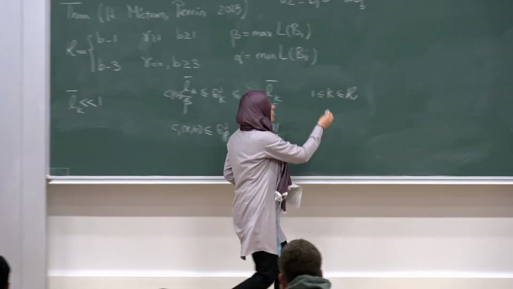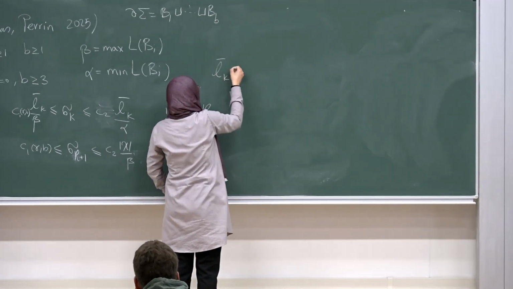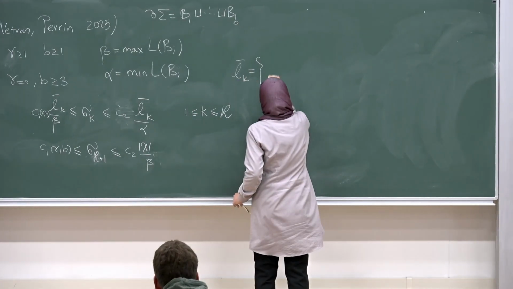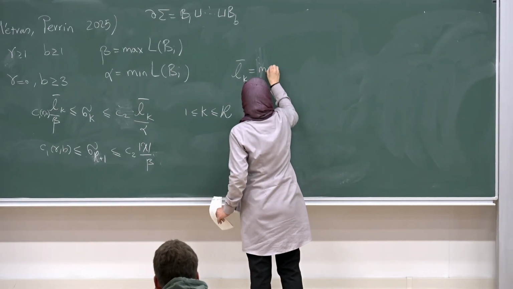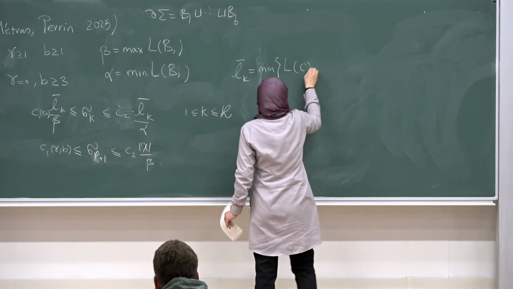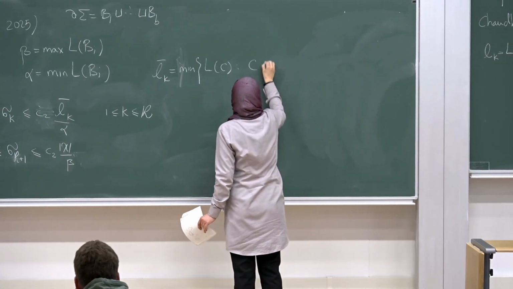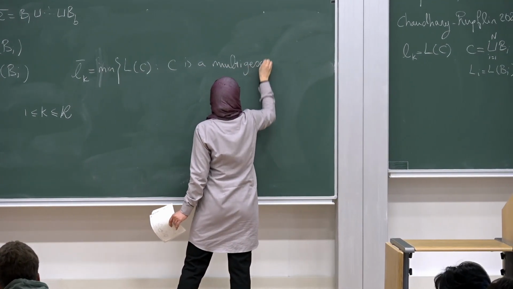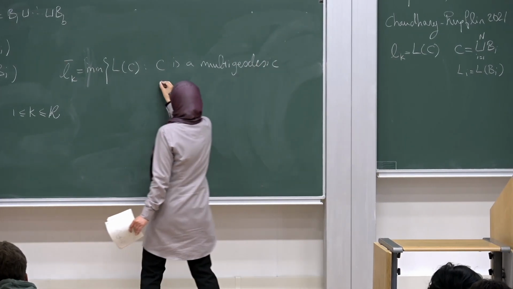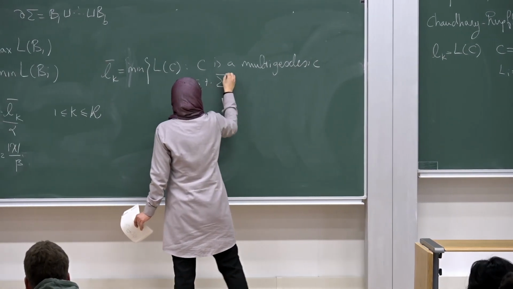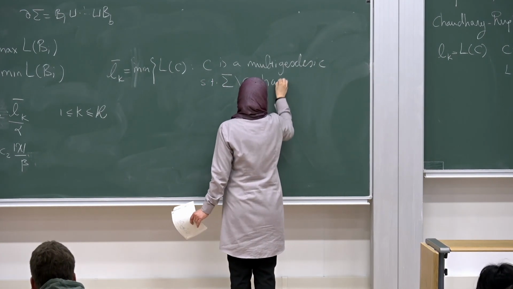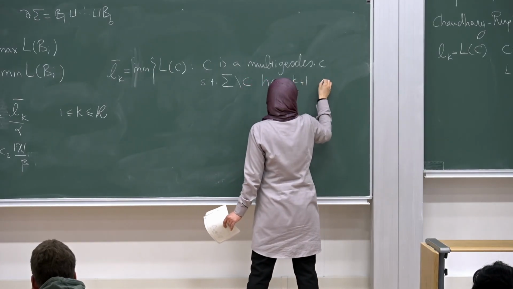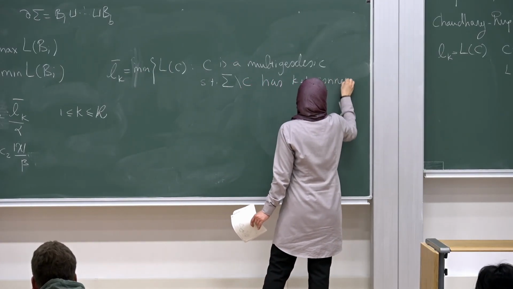So what is L_k? I haven't defined what L_k bar is. This is the minimum of the length of a multi-geodesic. C is a multi-geodesic such that gamma minus C has k plus 1 connected components.